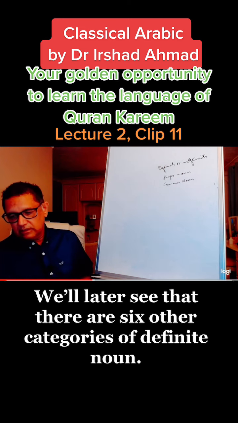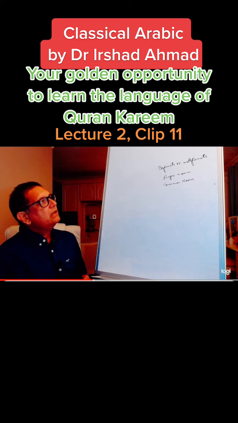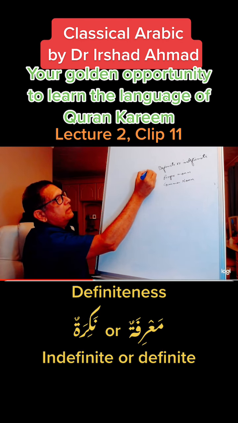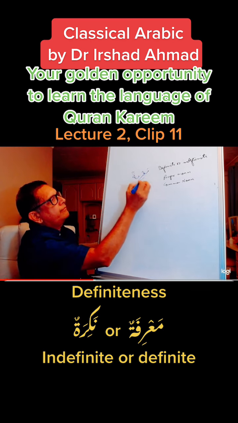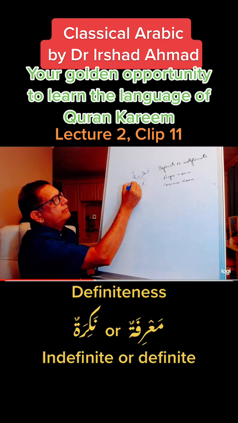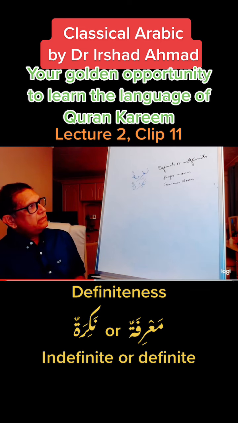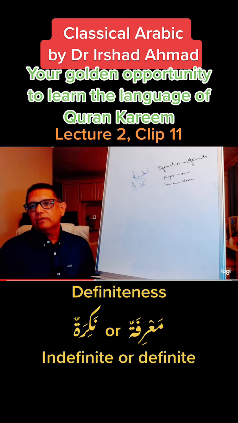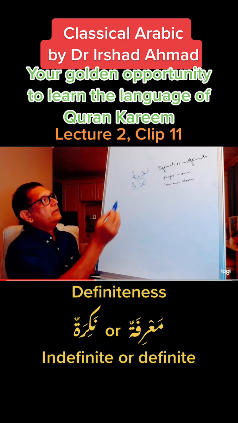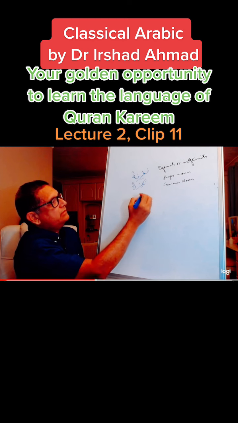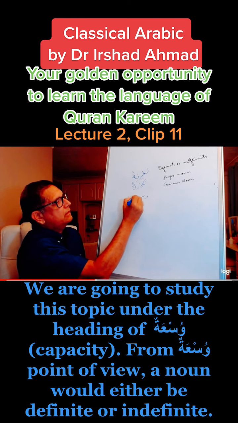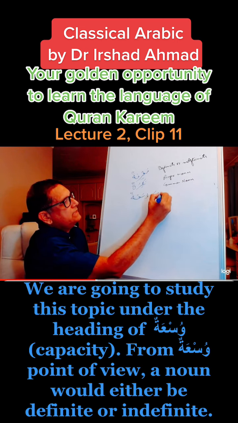Definite or indefinite. And in Arabic, we say marifa or nakira. So from its definiteness point of view, a noun will either be marifa or nakira. And we will study this topic under the heading of wus'a. Wus'a, we can translate that as capacity of a noun.